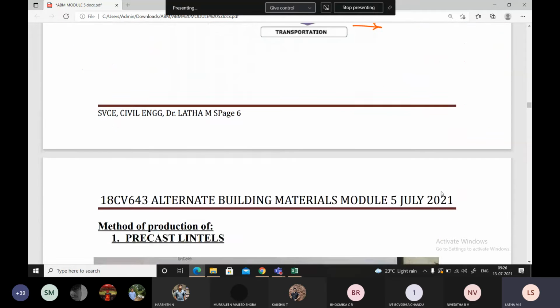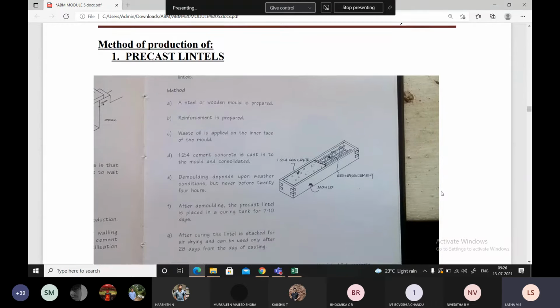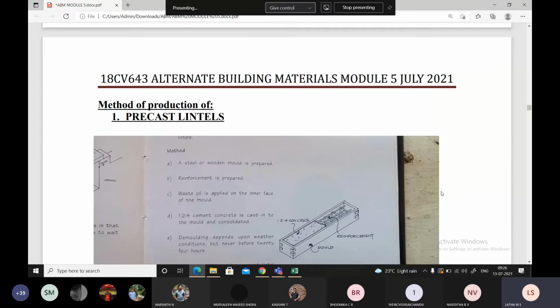So that is the entire procedure of the production of the precast elements. Okay, now I'll not go in detail, students, with all this. First precast element is lintels, precast lintels.